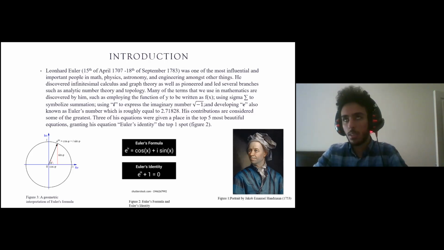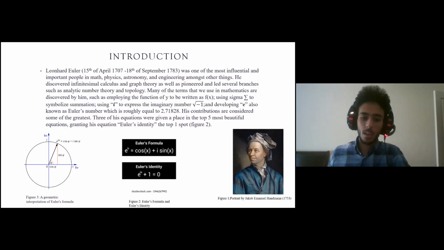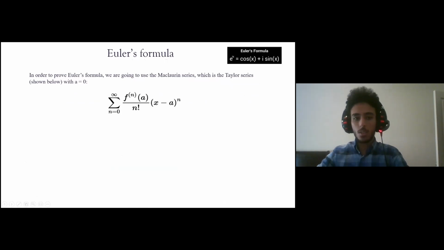His contributions are considered some of the greatest of all time, as we were told by extremely great scientists such as Pascal, and three of his equations were given a place in the top five most beautiful equations of all time, granting his equation Euler's identity the top one spot, and it's shown in the figure in the middle.